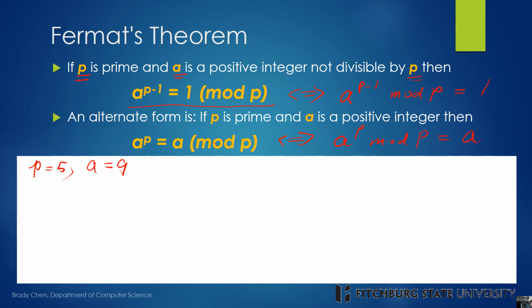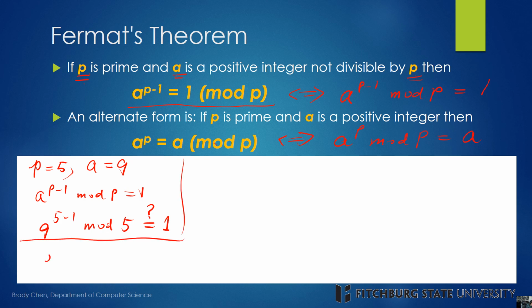Based on Fermat's theorem, we can show that A to the P minus 1 mod P is 1. In other words, we can substitute A with 9 and P with 5. We can show that 9 to the 5 minus 1 mod 5 is actually 1. Can we actually show this? Let's do this. 9 to the 5 minus 1 is 9 to the 4 mod 5.